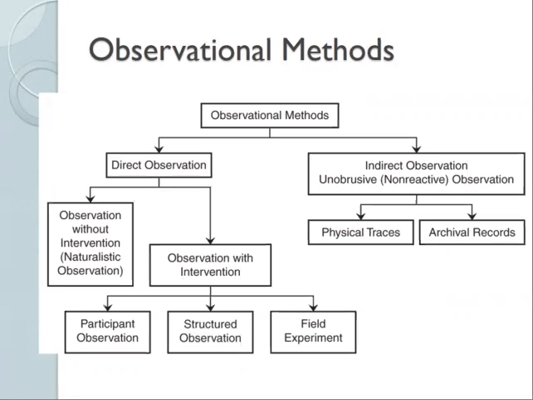And then the other general type of observational method is indirect observation, where we observe past behavior. Sometimes these are called unobtrusive or non-reactive observations. The behavior has already happened. We are looking back at either past records, archives of behavior that indicate behavior, or physical traces that show evidence.